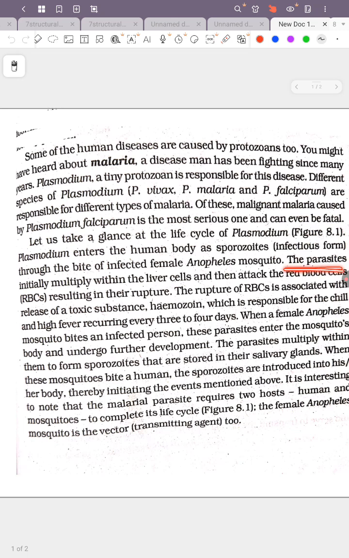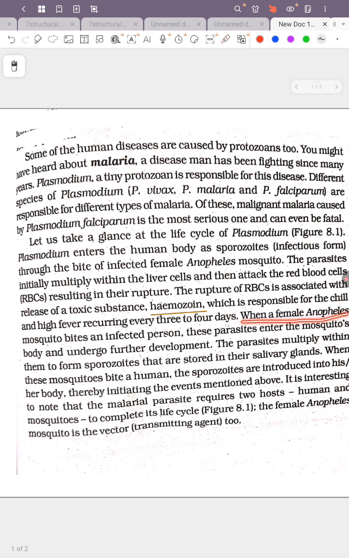This sporozoite, or parasite Plasmodium, multiplies within the liver cell first. Then it attacks RBCs. When the RBC is ruptured, it releases one substance. Malaria releases one toxic substance called hemozoin. Hemozoin is the toxic substance. This hemozoin is responsible for chill and fever, which occurs every 3 to 4 days.